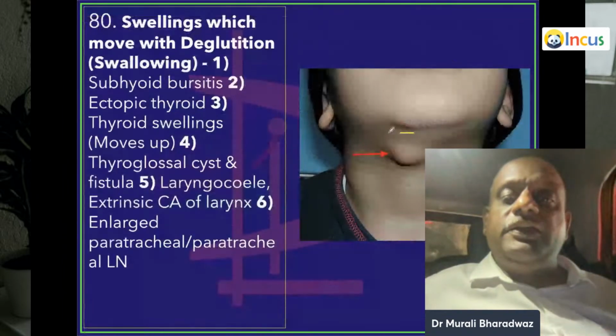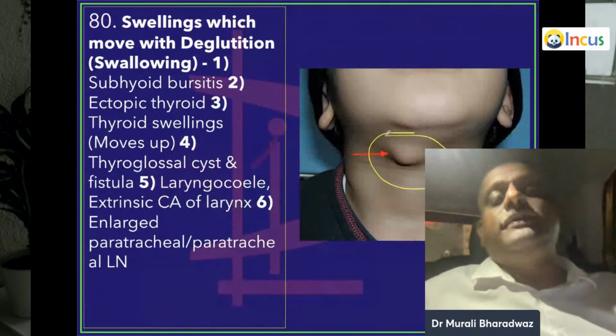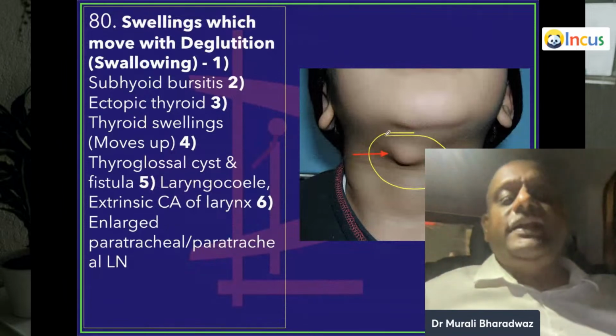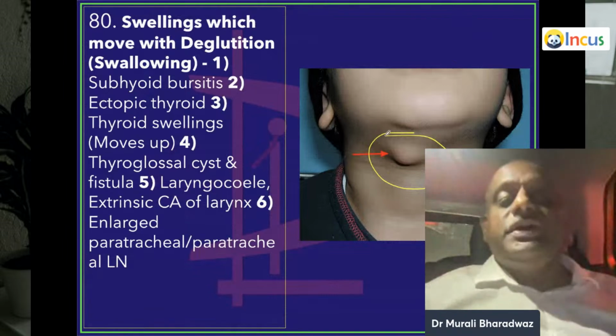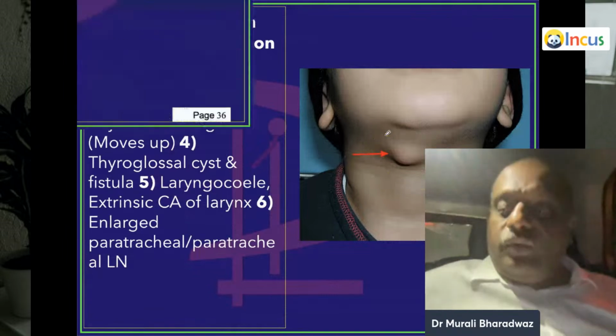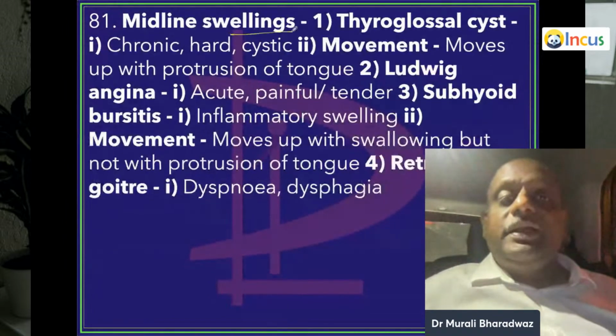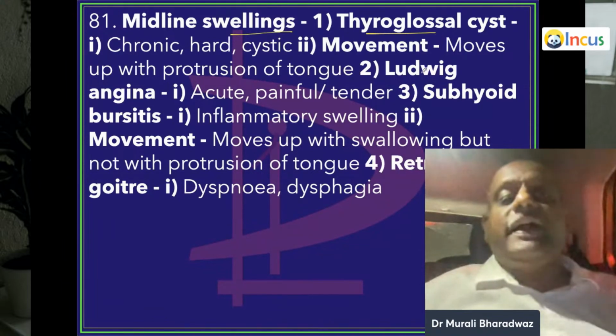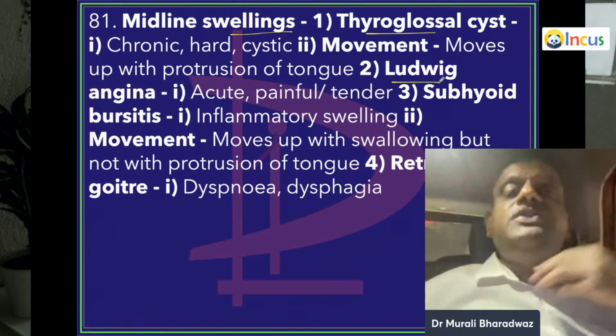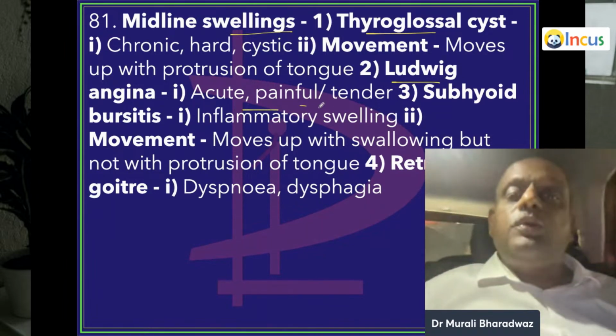Which are the swellings that move with deglutition? Subhyoid bursitis, thyroid swellings, thyroglossal cyst, laryngocele, extrinsic carcinoma of larynx, and enlarged paratracheal lymph nodes. They are all swellings that move with deglutition. Then what are midline swellings? Thyroglossal cyst, which moves up with protrusion of the tongue. Similarly, Ludwig's angina is midline, acute, painful, and tender.